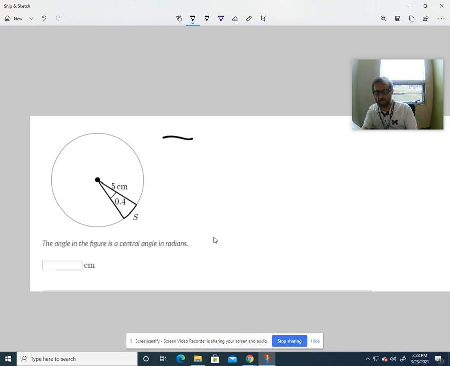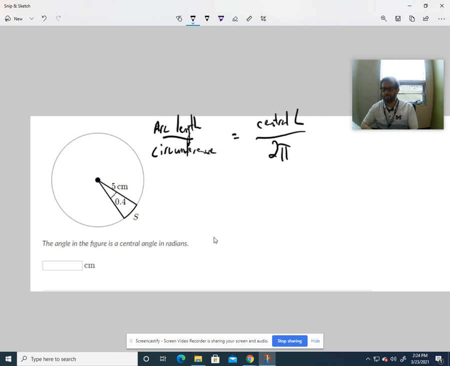You're taking the central angle. Arc length over circumference equals central angle over, now this is where it's different. It's not 360, it's 2 pi. That's the only difference between doing it with degrees as opposed to radians.